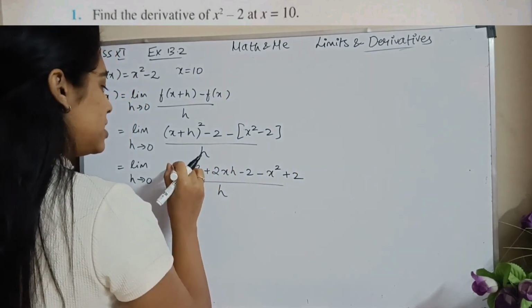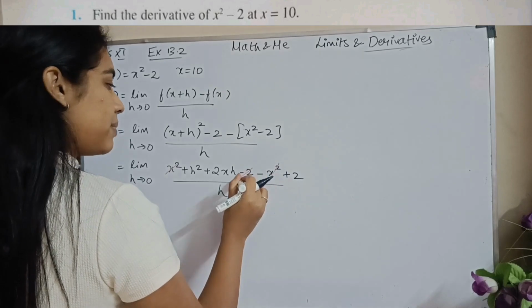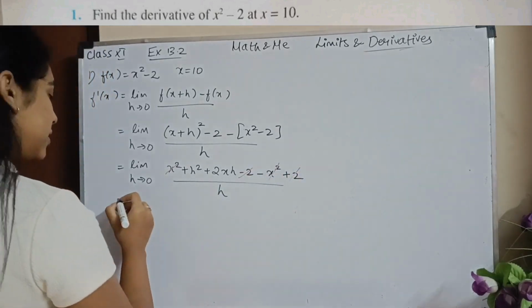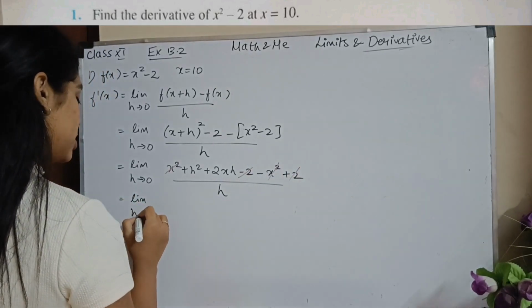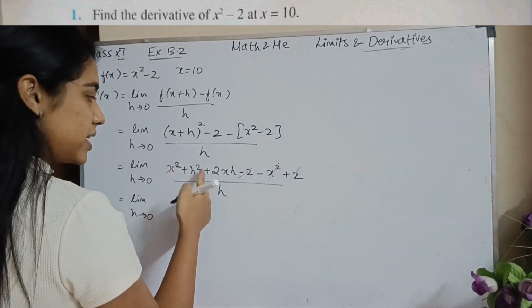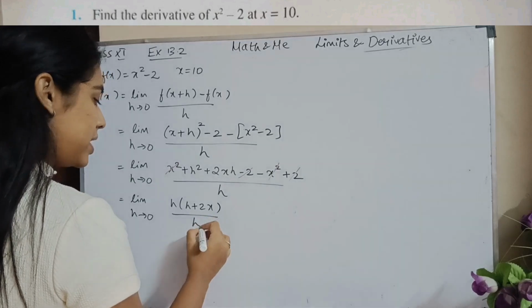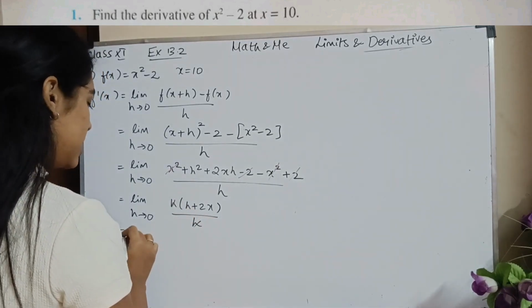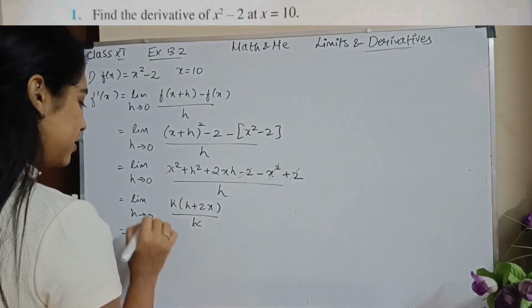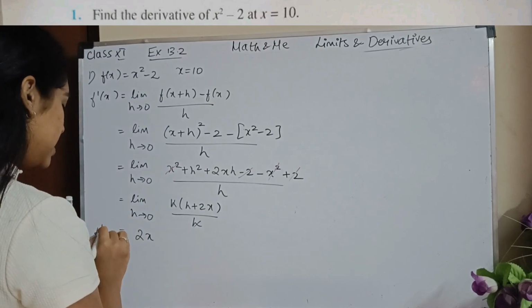If I cancel, the x square gets cancelled. Minus 2 and the plus 2 gets cancelled. So what am I left with? The limit as h tends to 0 of, I can take the h outside, it's common, so h times h plus 2x, divided by h. The h and the h get cancelled. Substituting h is 0, I'll be left with 2x. So this is my f dash of x.